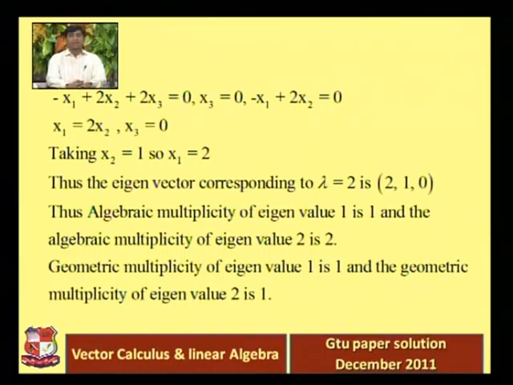Geometric multiplicity is always less than or equal to algebraic multiplicity. Just keep that in mind. So here is the final answer: the algebraic multiplicity of 1 is 1 and of 2 is 2, and the geometric multiplicity of 1 is 1 and of 2 is 1. Okay, so that completes this question.